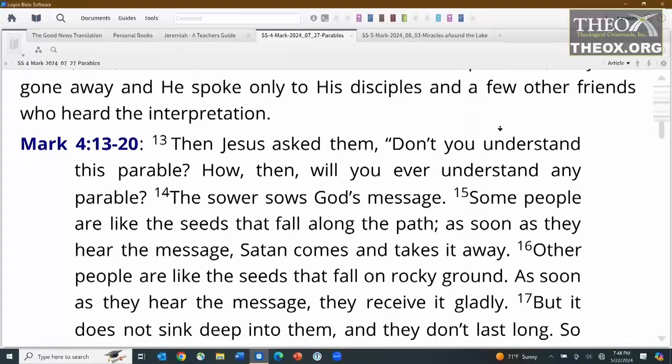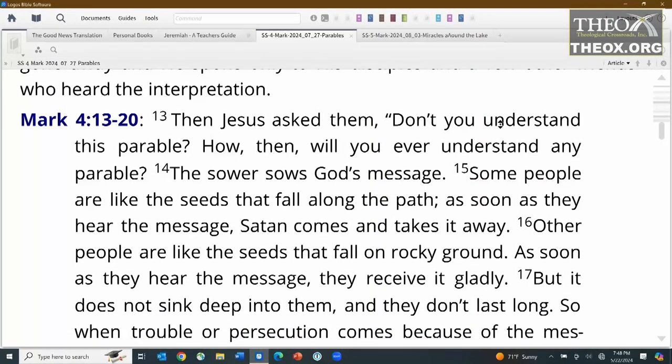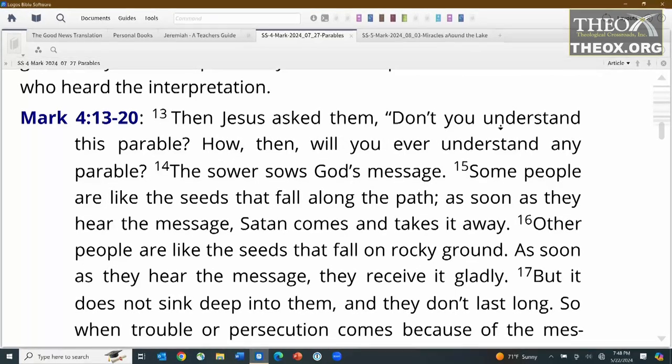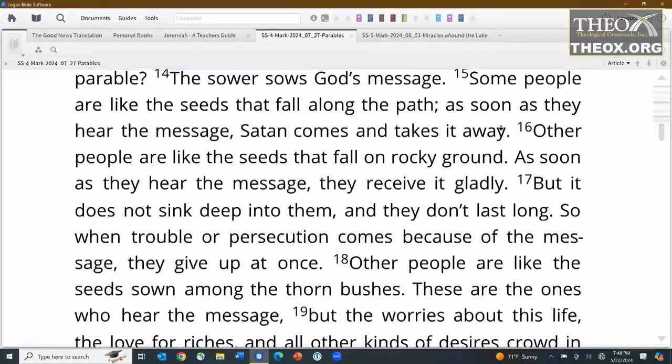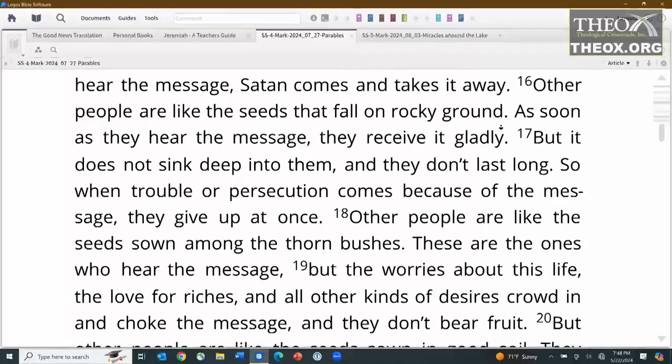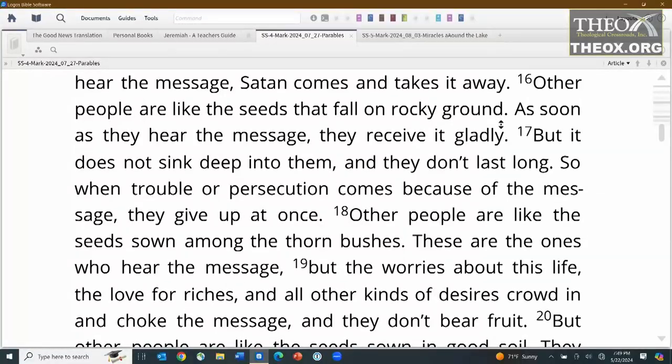Mark chapter 4, verses 13 to 20. Then Jesus asked them, "Don't you understand this parable? How then will you ever understand any parable? The sower sows God's message. Some people are like the seeds that fall along the path. As soon as they hear the message, Satan comes and takes it away. Other people are like the seeds that fall on rocky ground. As soon as they hear the message, they receive it gladly, but it does not sink deep into them, and they don't last long. So when the trouble or persecution comes because of the message, they give up at once.